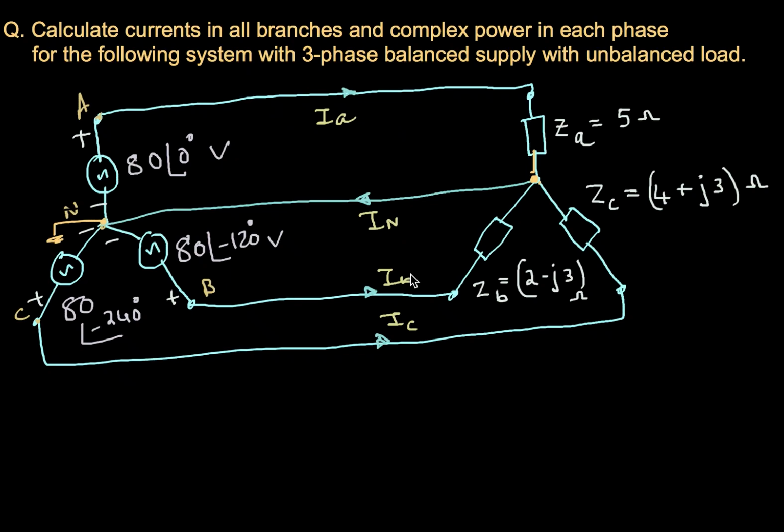Hello everyone. In our last video, we had looked at a three-phase balanced supply supplying load to a three-phase unbalanced load. In that case, what happens to the currents? So we had considered a three-phase four-wire system like this. Now, instead of a three-phase four-wire system, what happens if I consider a three-phase three-wire system?